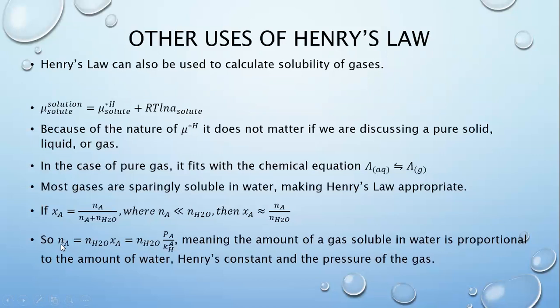Such that we can say that moles of A is equal to moles of water times mole fraction A, and the reaction further simplifies to the solubility being the moles of water times pressure of the gas over the Henry's constant. Meaning the amount of gas soluble in water is directly proportional to 1, the amount of water, 2, the Henry's constant, and 3, the pressure of the gas. So we can figure out exactly how many moles of A we have in water based on how much water you have, what pressure you have, and this constant.